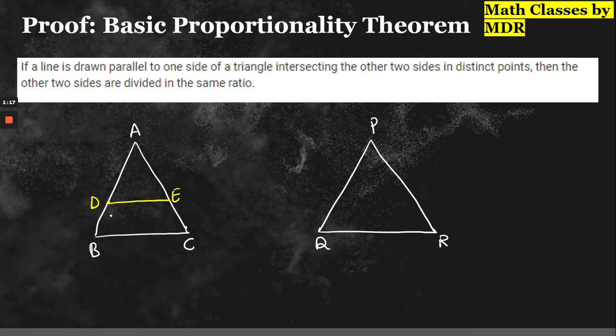Then the other two sides are divided in the same ratio. That means AB and AC are divided in the same ratio. It means that AD by DB will be equal to AE by EC.